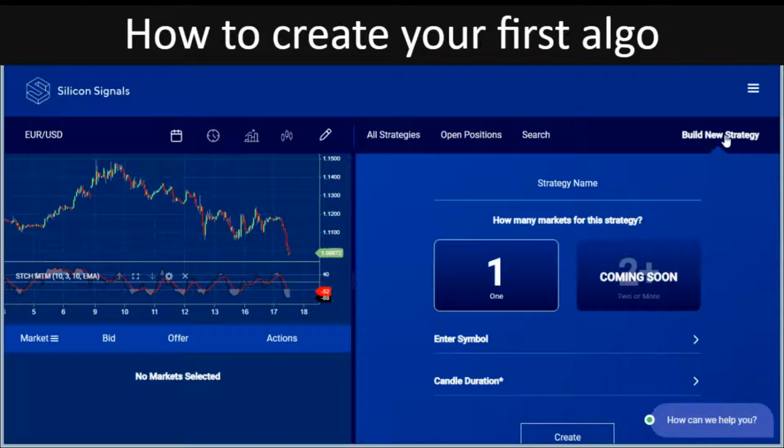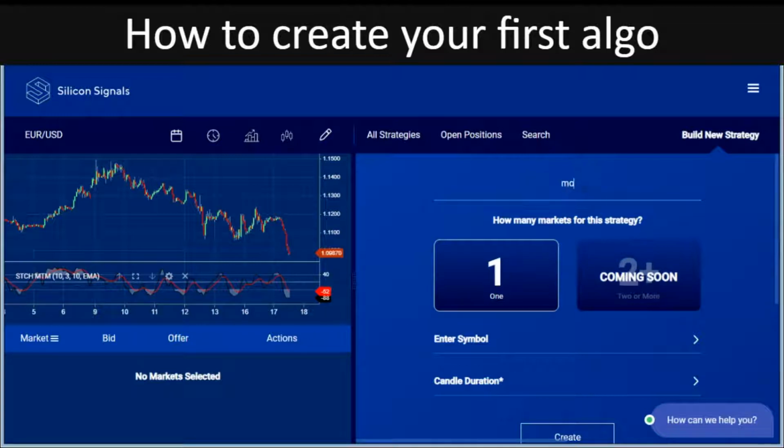Once you click the build a new strategy tab, you'll come to this window. You've got a couple of nice charts here, so you can visually see if your strategy is viable or not, and it also has a quick snapshot of any buys or sells that are open over here on the bottom left hand side. But let's kick on with how to develop a strategy.